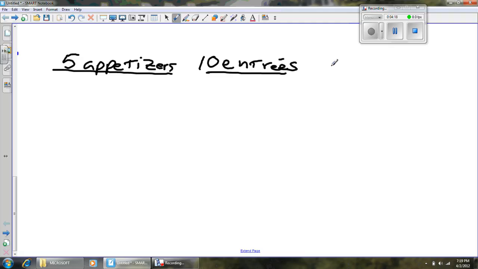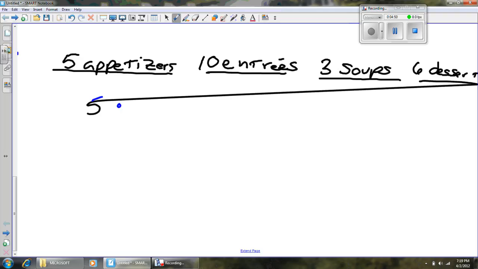Okay, there's going to be 3 soups and 6 desserts. Now, if you aren't sure how to spell dessert, remember there's 2 S's in it because of strawberry shortcake or because you always want seconds. Anyway, so how many different meals can you make? And we're assuming a meal consists of 1 appetizer, 1 entree, 1 bowl of soup, and 1 dessert. Well, let's see. We've got 5 times 10 times 3 times 6.